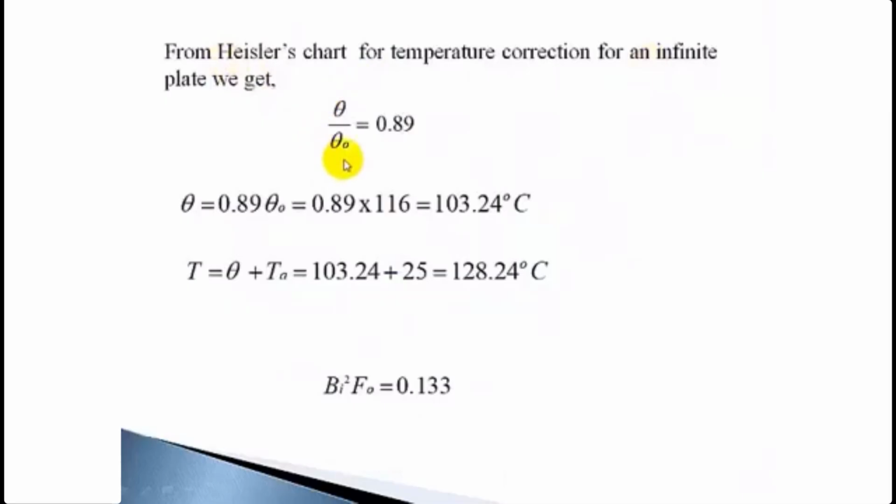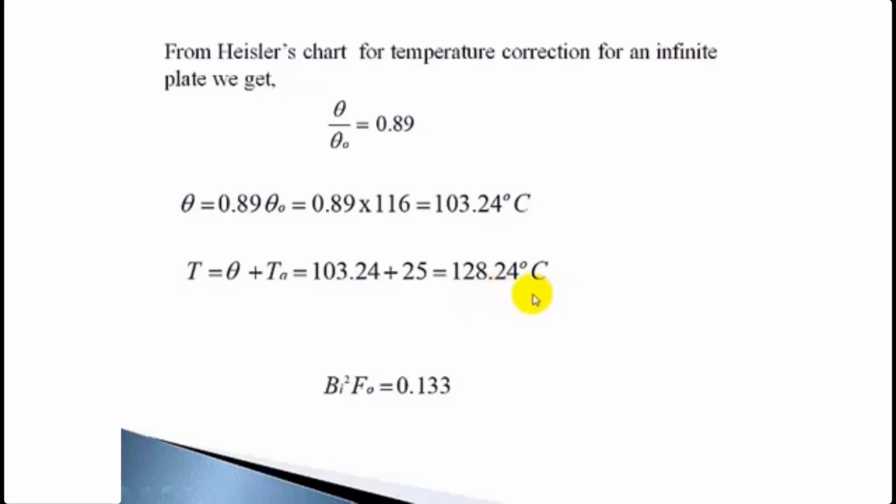Now from the chart we got theta by theta naught 0.89. Now theta is 0.89 times theta naught. Theta naught, we know, is the central line temperature difference. It is 116. Multiplying that you get 103.24. So 103.24 is the temperature difference at the surface at the end of 2 minutes. Now you can add the ambient temperature, which will give the temperature at the surface at the end of 2 minutes. So the temperature at the surface at the end of 2 minutes is 128.24.